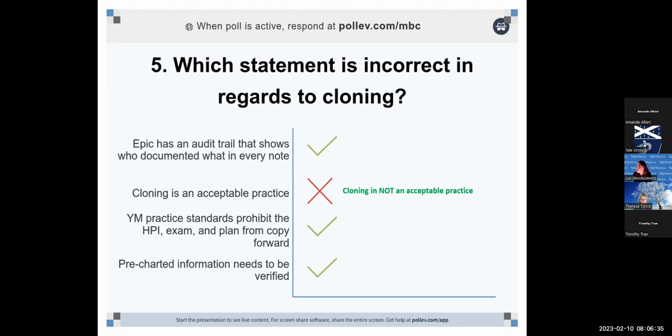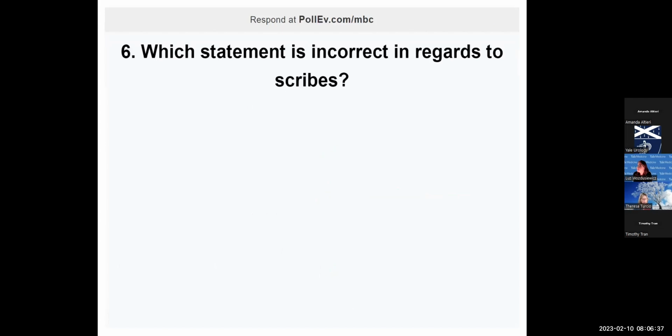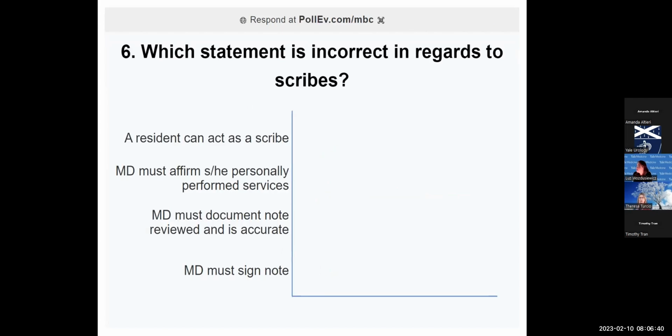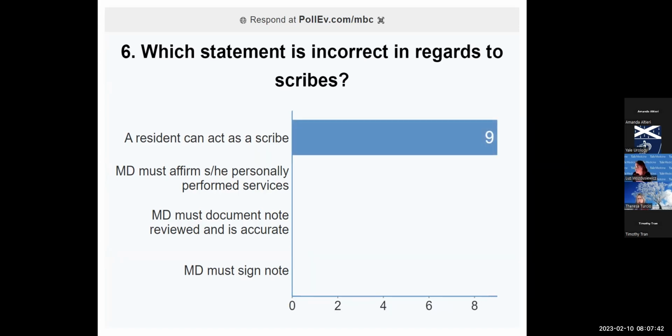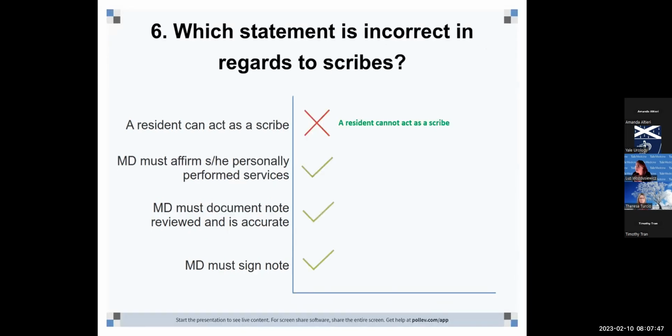So question 6. Which statement is incorrect in regards to scribes? A resident can act as a scribe. The MD must affirm he or she personally performed services. The MD must document the note was reviewed. The note was reviewed and is accurate, and the MD must sign the note. Okay, we're on the right track. So the first one is incorrect. A resident cannot act as a scribe.